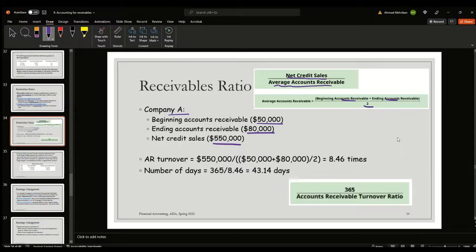This is very simple. If we look at the calculation using the information given to us, our accounts receivable turnover is net credit sales of 550,000 divided by the average accounts receivable, which is calculated easily, and we find that our turnover is 8.46 times. If we turn it into number of days, we have to divide 365 by that ratio, so 8.46, and that gives us 43.14.